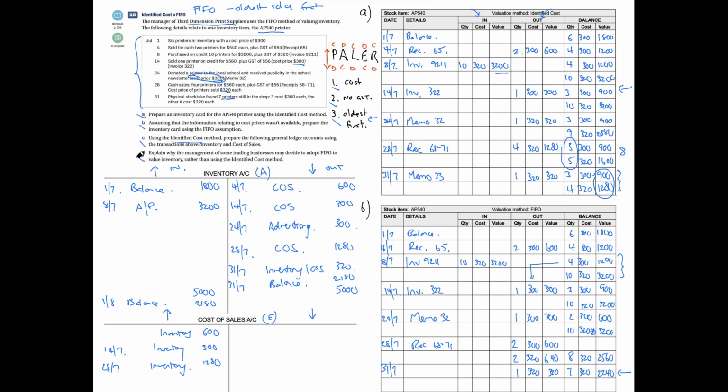Sometimes we were doing something in FIFO, like recording the oldest ones leaving, when we knew it wasn't the correct, more accurate reflection of the business. So why would a business adopt FIFO rather than identified costs? There is two reasons generally, and this is why obviously the question implies that you want more than one. Firstly, it may not be physically possible to identify the cost price of the goods leaving. This could be due to all the goods being jumbled together.